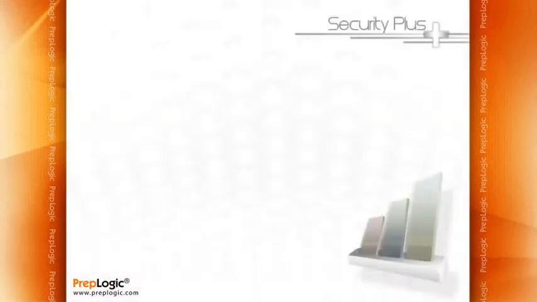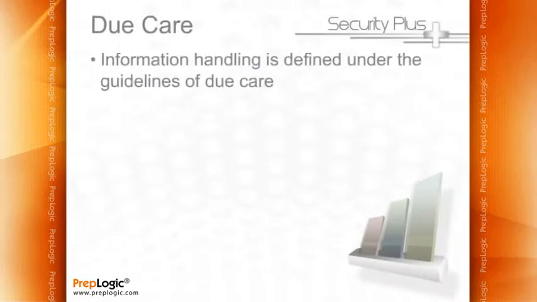This concept is known as due care. When we talk about due care, we're talking about information handling, and it's defined under your guidelines for due care. So you need to have standard operating procedures that specify these guidelines. The goal of due care then is to protect a number of different important things.